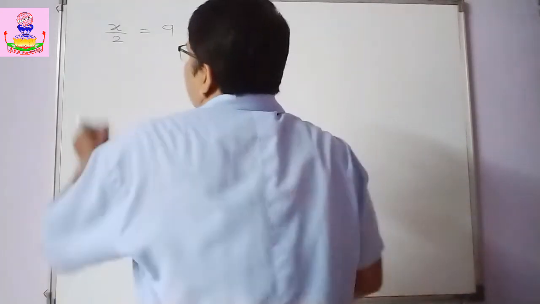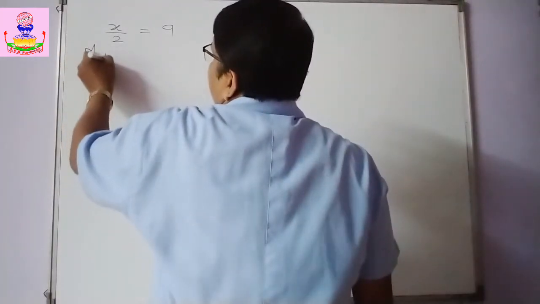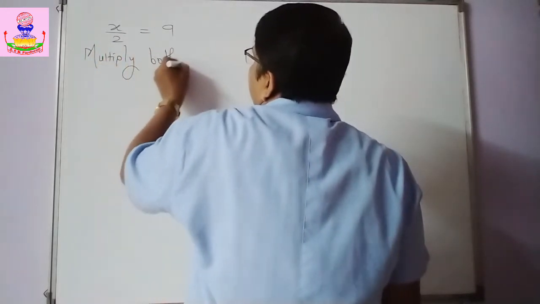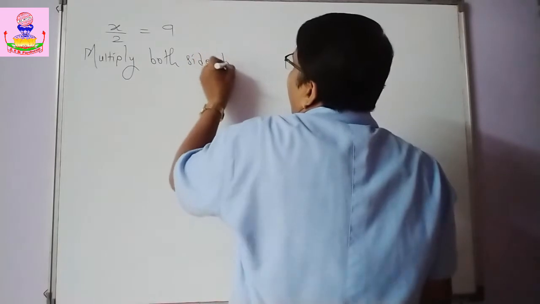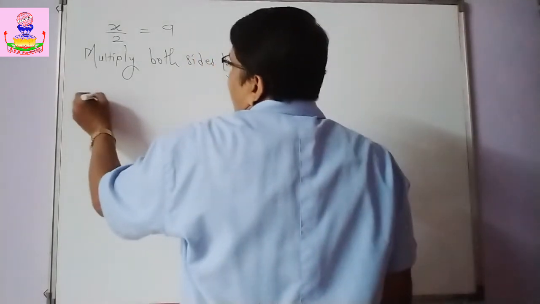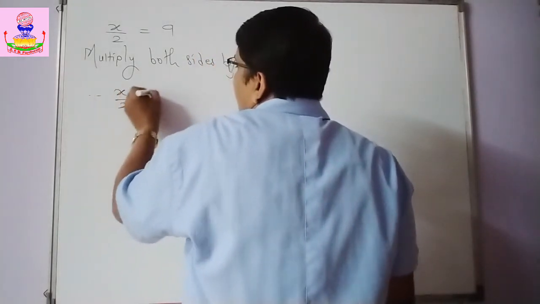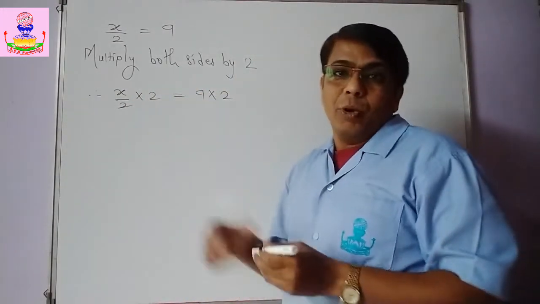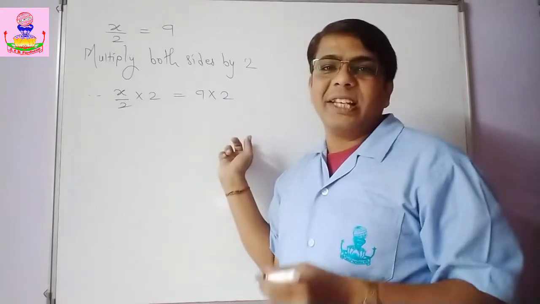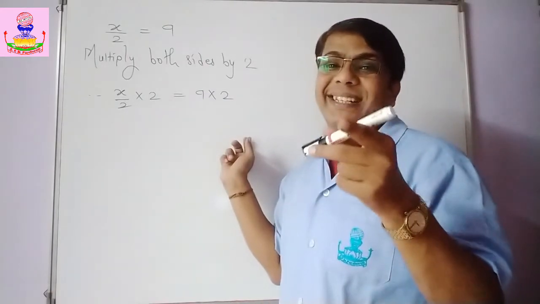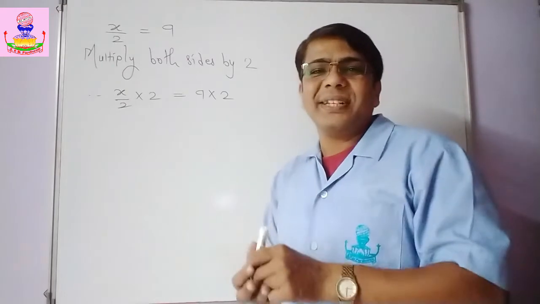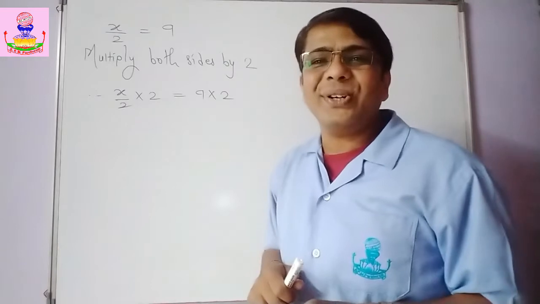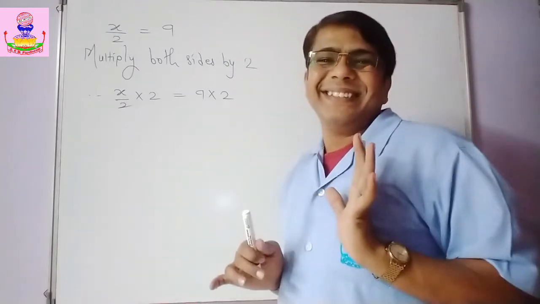Okay, so what do you write? Multiply both sides by 2. So x upon 2 into 2 is equal to 9 into 2. You can see both sides are multiplied. No injustice should be done to either side, right? Otherwise, what will happen? The balance will go, and if the balance goes, you will get a zero, right?